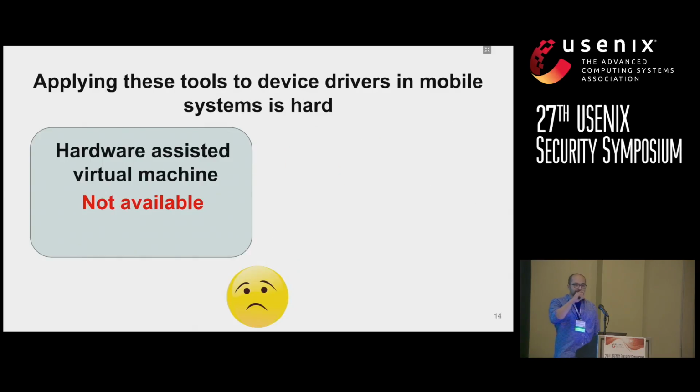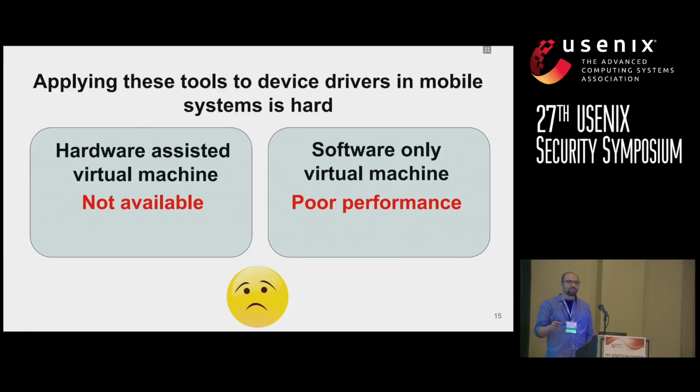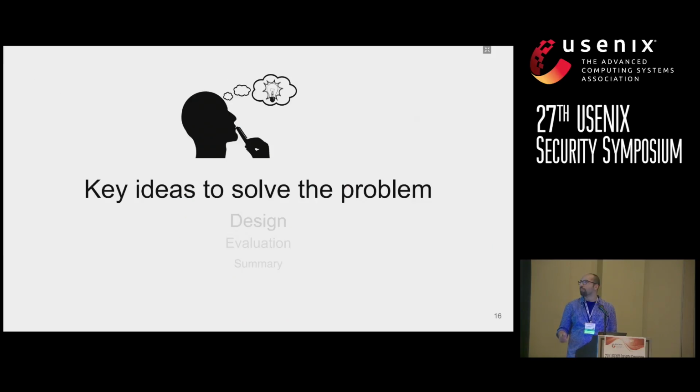But the problem is that applying these tools to mobile systems, especially device drivers of mobile systems, is hard. Why? One reason is that hardware-assisted virtual machines are not supported in many commodity mobile systems, and software-only VMs leave you with very poor performance. So let's see how we can tackle this problem and solve it.